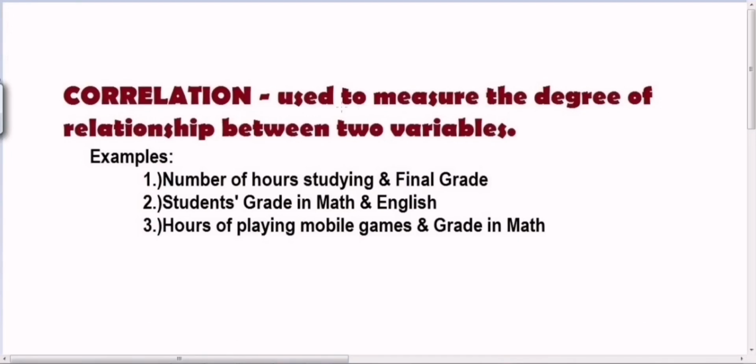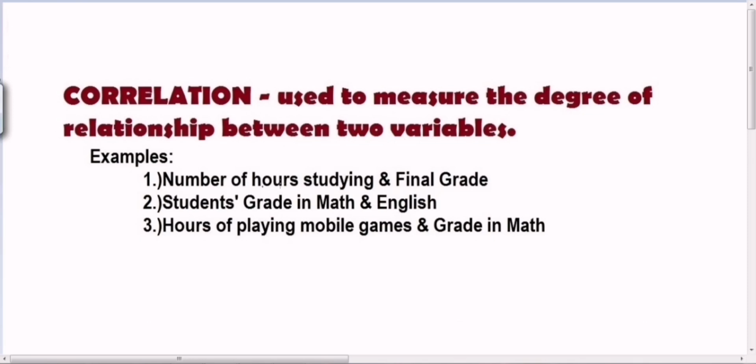Hi everyone, in this video we will be discussing correlation, specifically yung Pearson R. So let us define first what is a correlation. A correlation is used to measure the degree of relationship between two variables, or if you want to know if there is a significant relationship between two variables, you may use the correlation Pearson R. Okay, so in this video we will be discussing the Pearson R.